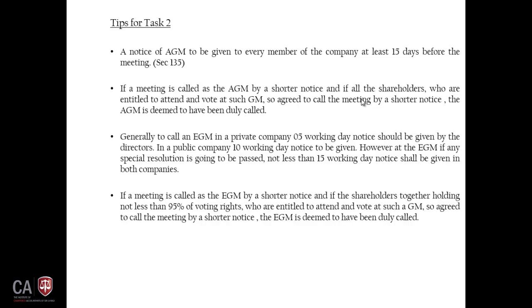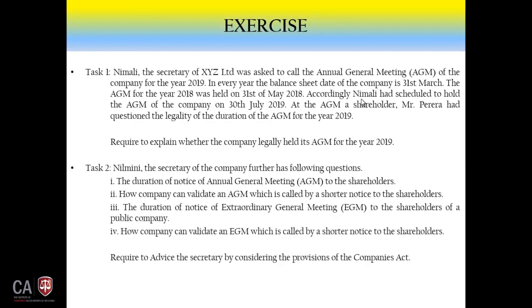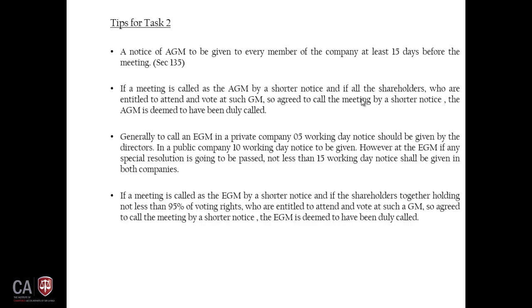If there is no objection by any one of them, then the AGM can be deemed to have been duly called. Thirdly, the duration of the notice of extraordinary general meeting or EGM to the shareholders of a public company. Generally, to call an EGM in a private company, 5 working day notice should be given by the director. So, it is a short time given by the director.